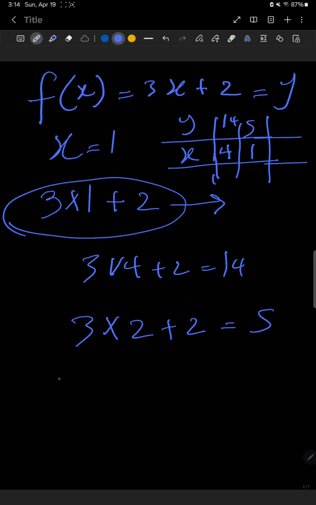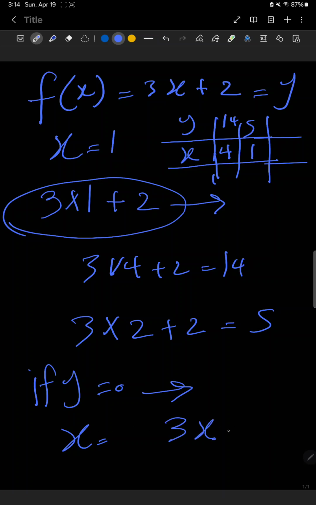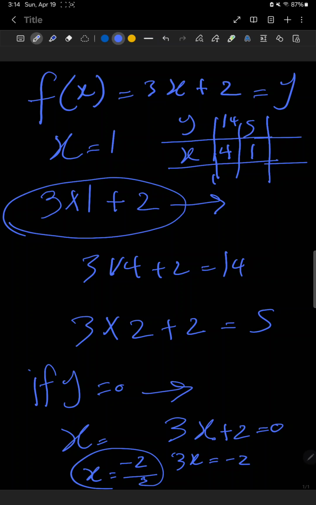If y was 0, for example, then 3x plus 2 equals 0, because I said y was 0. Therefore, 3x equals minus 2, so x equals minus 2 over 3. This is the value that makes y equal to 0.